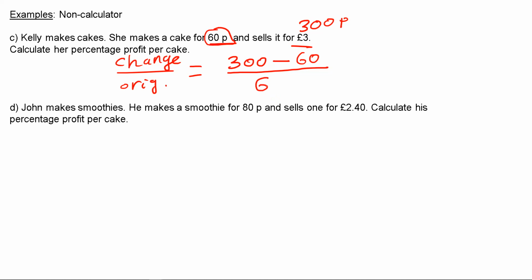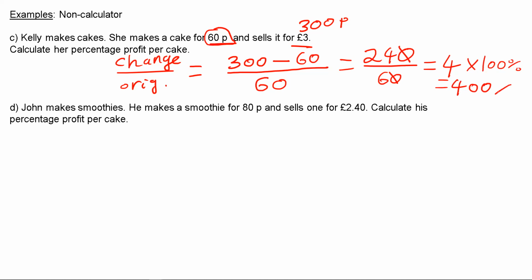So we do 300 take away 60 over 60. 300 take away 60 is 240. So we have 240 over 60, which will simplify down to 4. Now you might think, oh, the answer is 4%, but this is 4 as a fraction. So to change this to a percentage, you would need to times by 100%, which would give you 400% percentage profit. Basically, the profit is 400% of the loss or the cost to Kelly, which is only 60p.